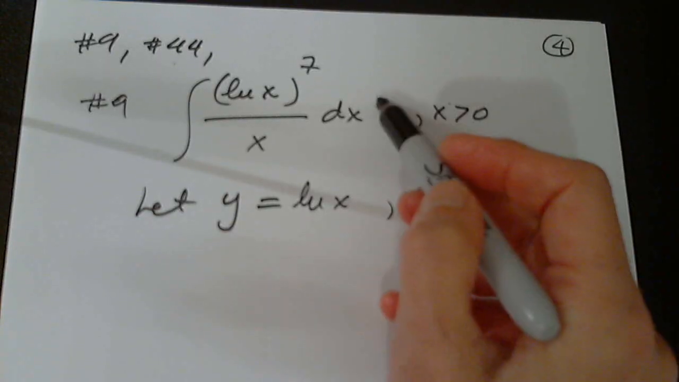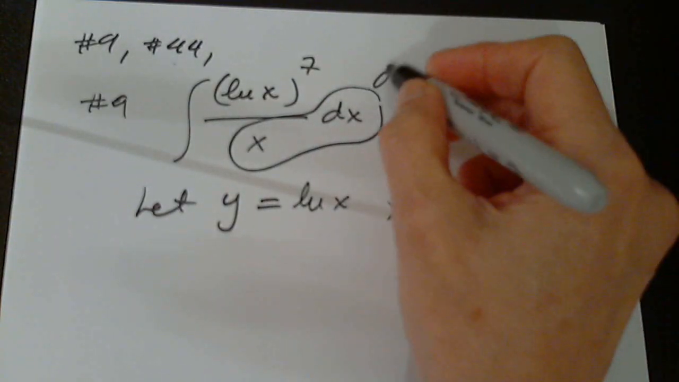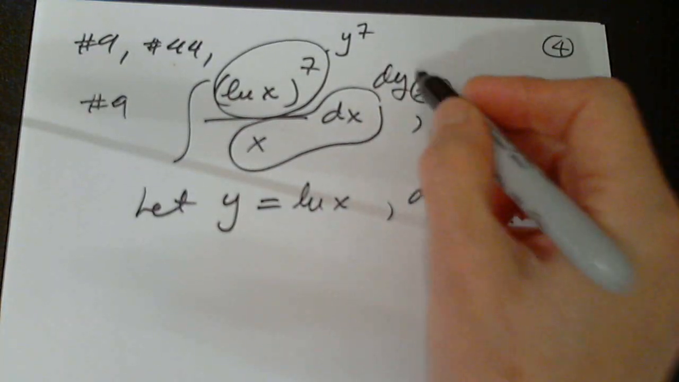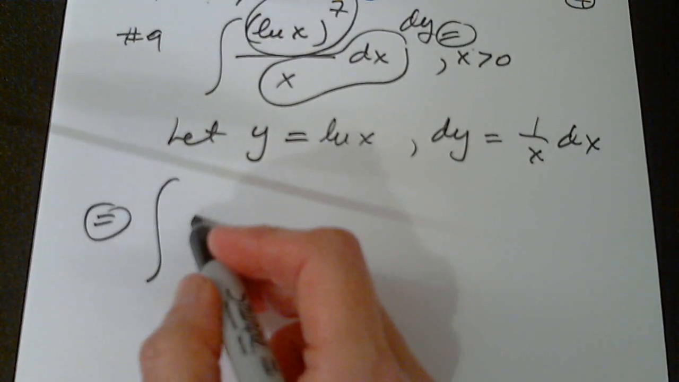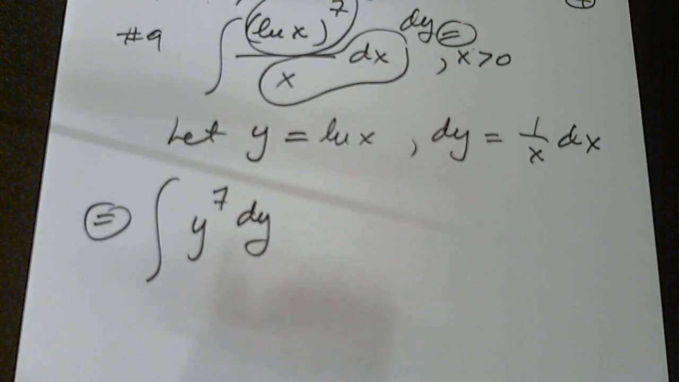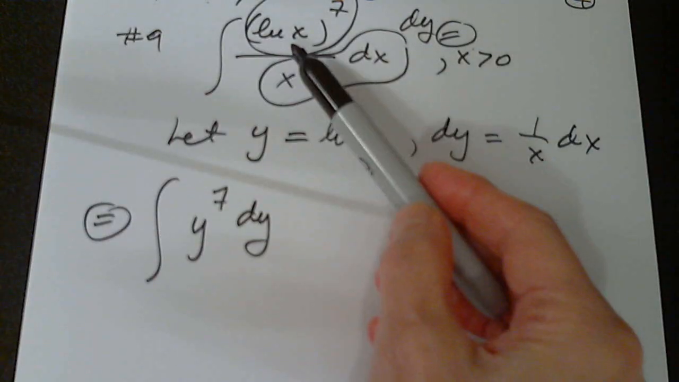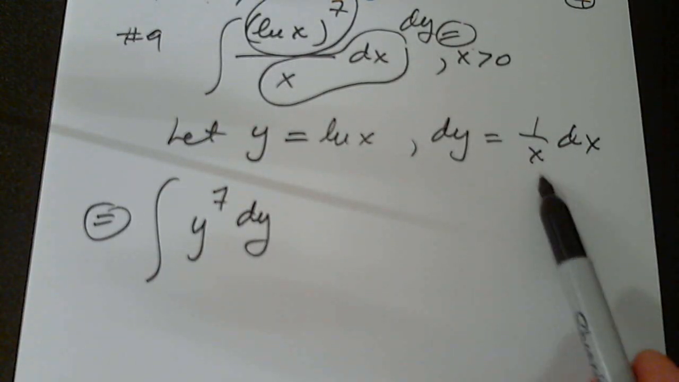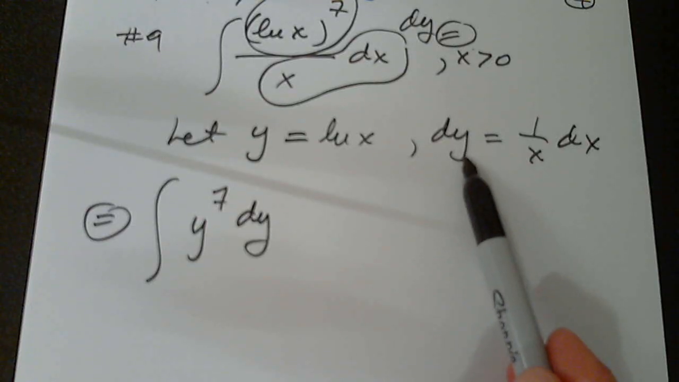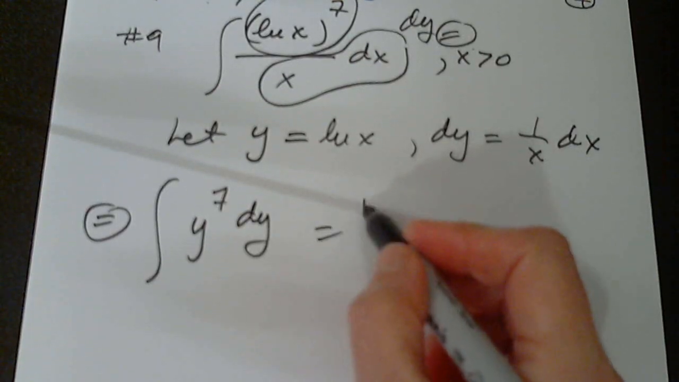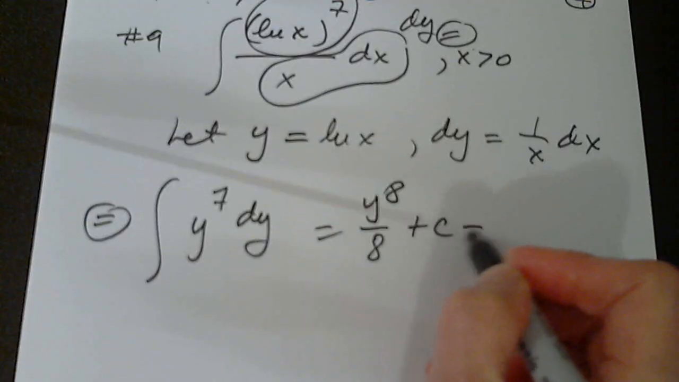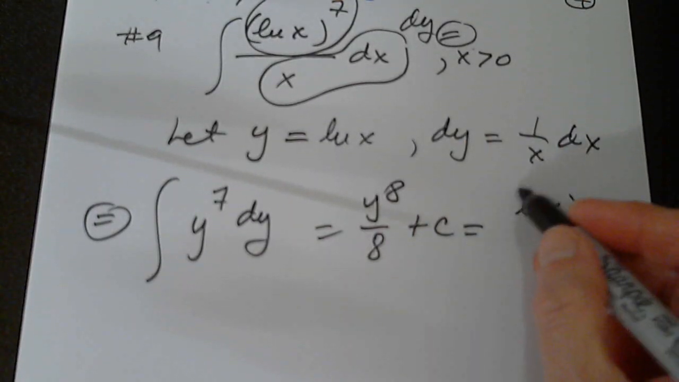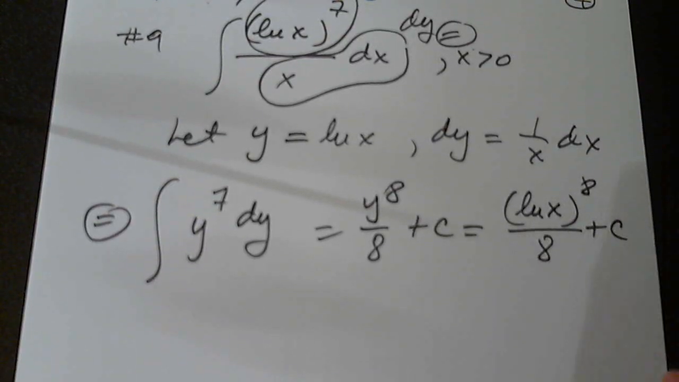Is this in the problem? Yes, here it is. This is my dy. And this will be y to the 7th. So therefore, the integral is very easy again. Y to the 7th dy. So this is our y to the 7th, and dx over x is our dy. So therefore, y to the 8th over 8 plus a constant c. All I have to do is replace y by natural log x. And that's it.